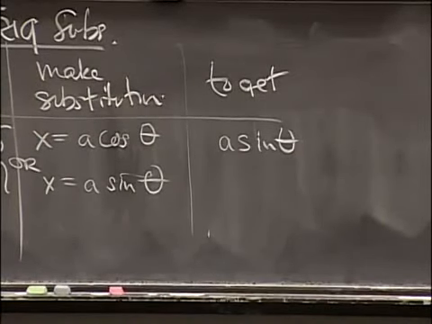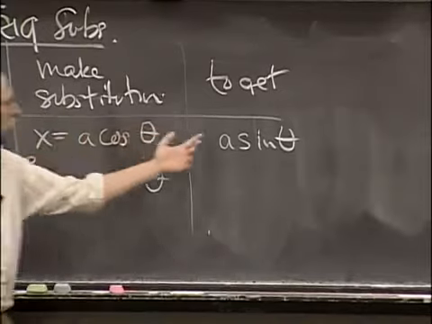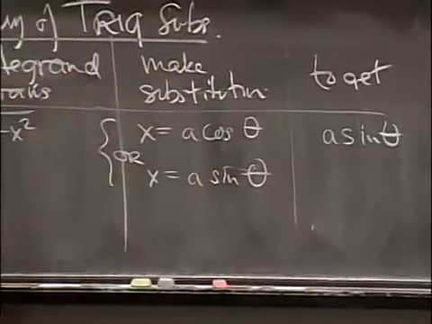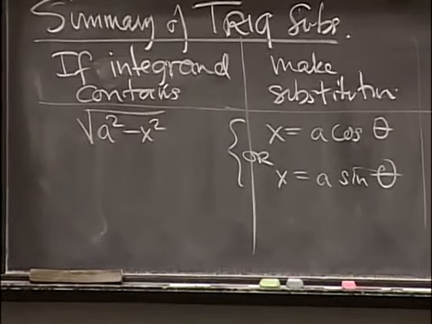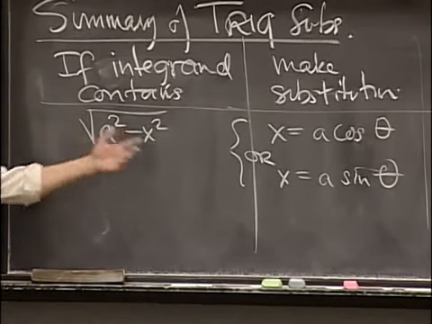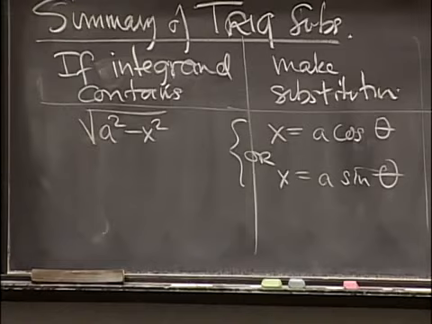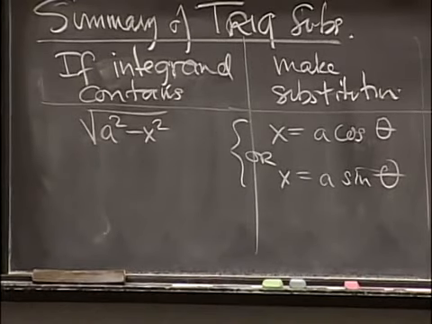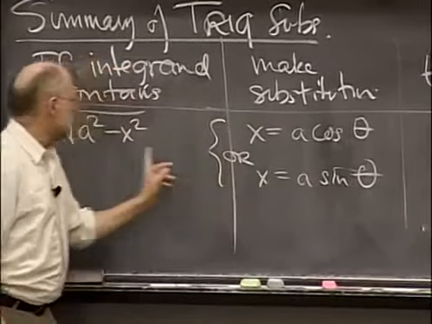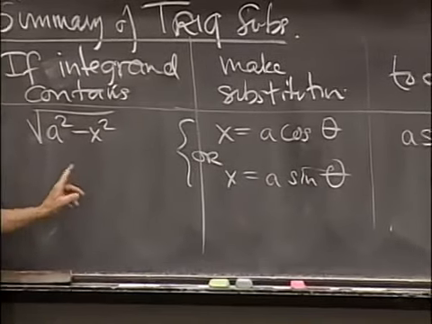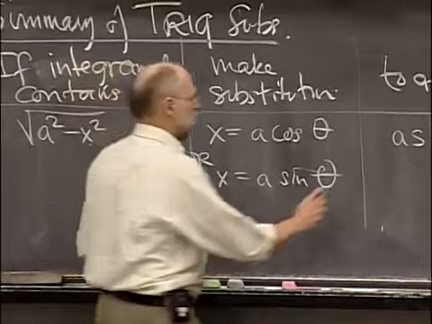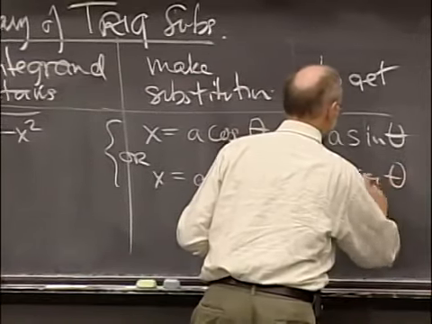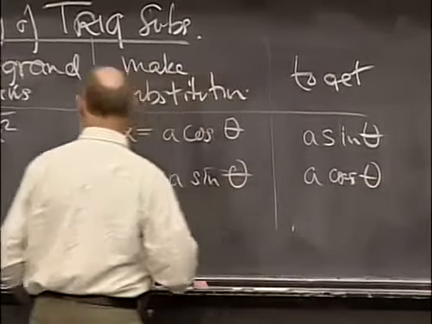So this expression becomes equal to this expression under that substitution. And then you go on. Then you've gotten rid of the square root, and you've got a trigonometric integral that you have to try to do. If you made the substitution a sine theta, you'd get a squared minus a squared sine squared, which is a times cosine theta. And then you can go ahead as well.